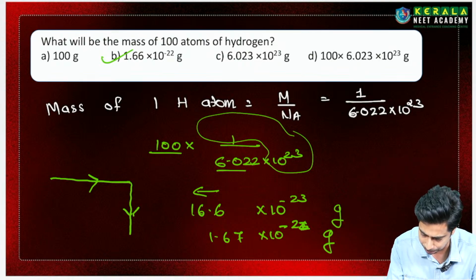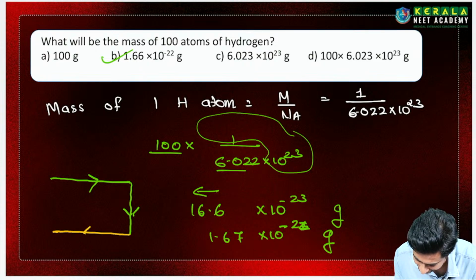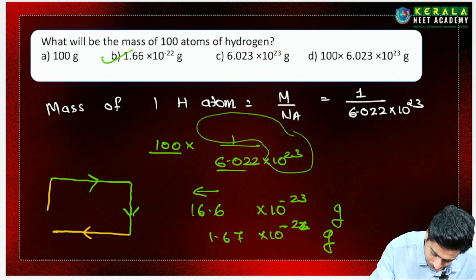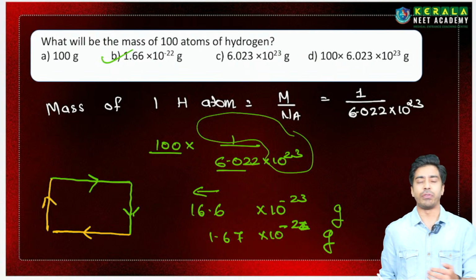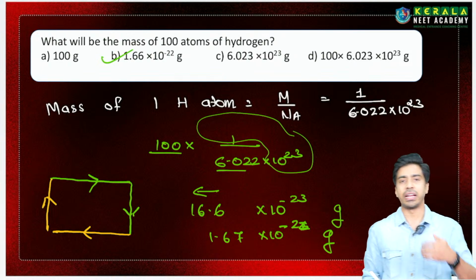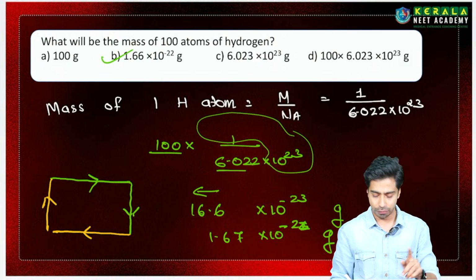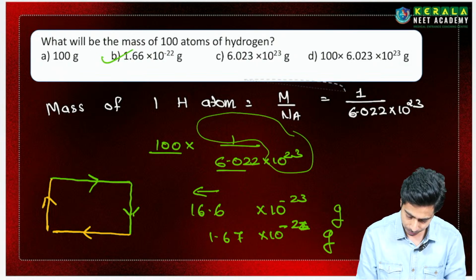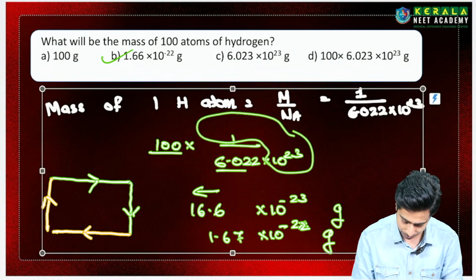If you are moving the decimal place to the left side, the power of 10 should be increased. If you are moving 3 decimal places to the left side, it means 10 raised to the value plus 3. I'll give you one example, listen. We'll take one example. Hope this is clear for you.